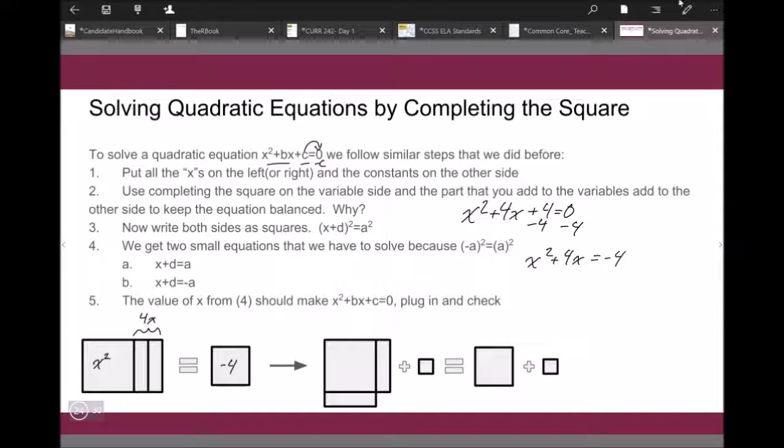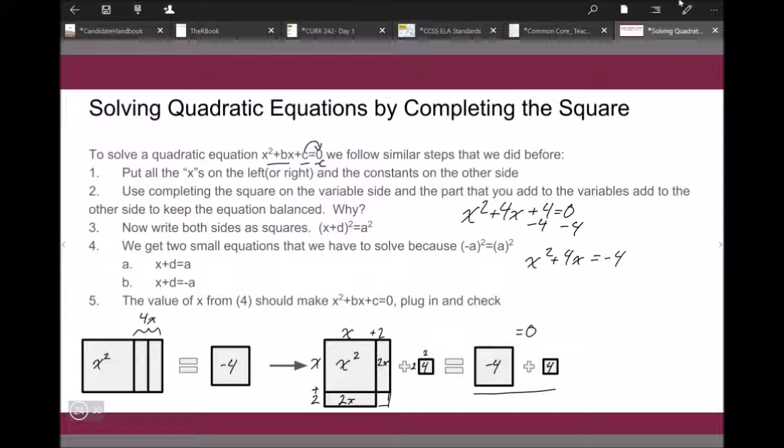So I am going to rewrite it. I have x squared. This has to be 2x. And this has to be 2x. So this is x plus 2. This is x plus 2. So how big does this piece have to be? It has to be 4. It's 2 by 2. So this was negative 4, and this is 4. So what does that become? Becomes 0.